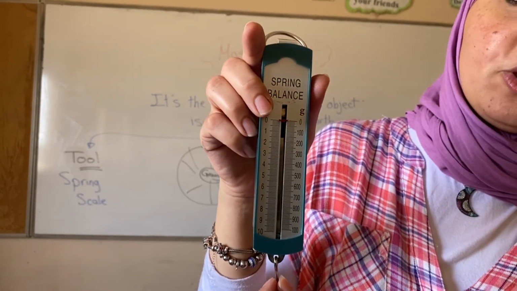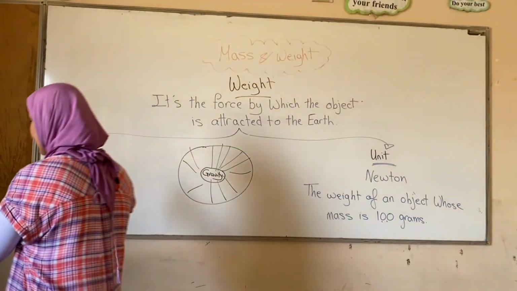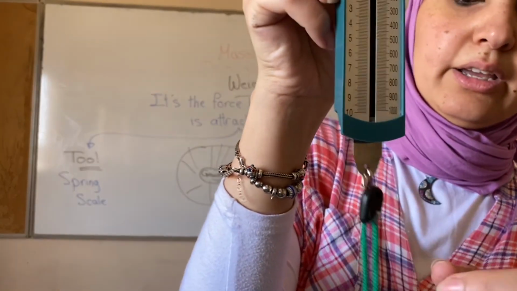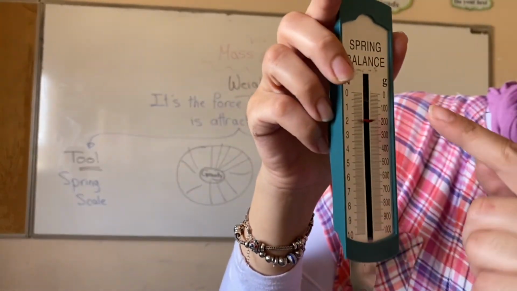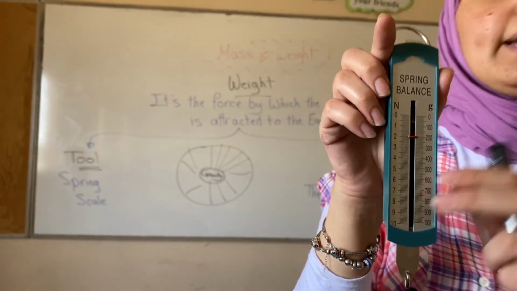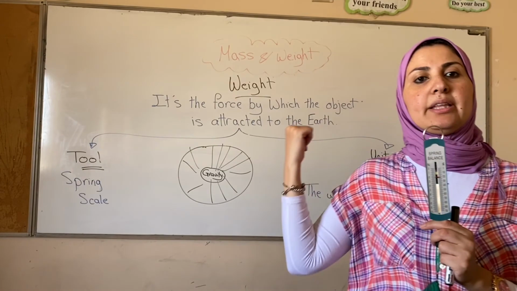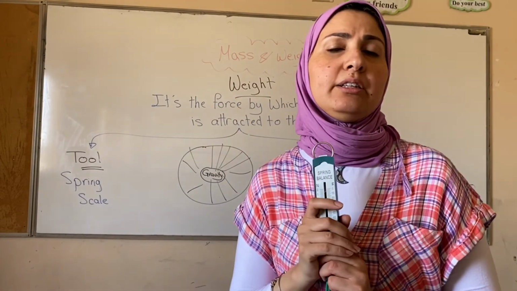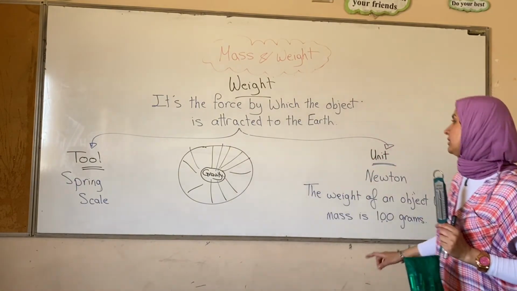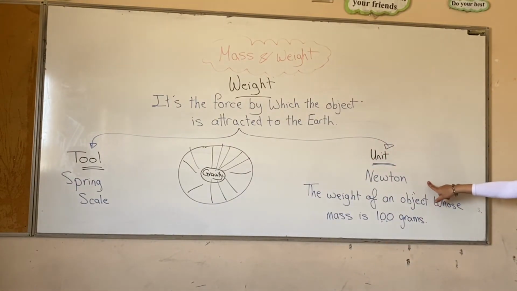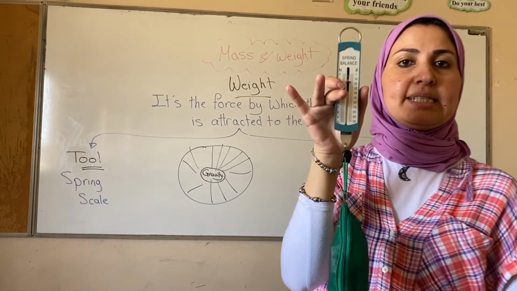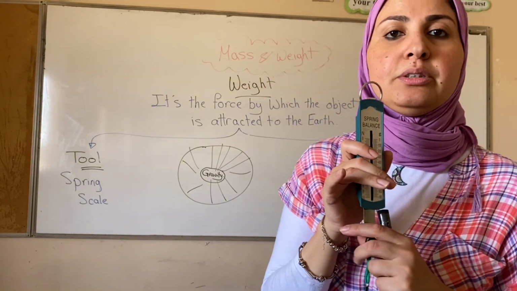So if I want to measure anything, for example the weight of this pencil case, I'm going to hang it like this, okay? And I see the number, it is 2. 2 what? Can I say 2 kilogram like in the mass? No, because I'm not measuring a mass, I'm measuring the weight. The unit of weight is called Newton. So, the weight of my pencil case is 2 Newton.